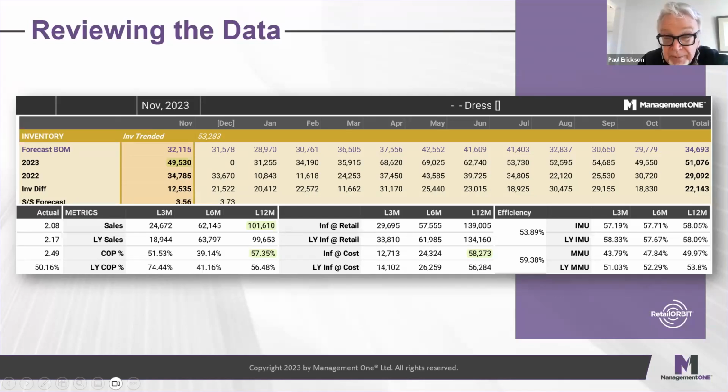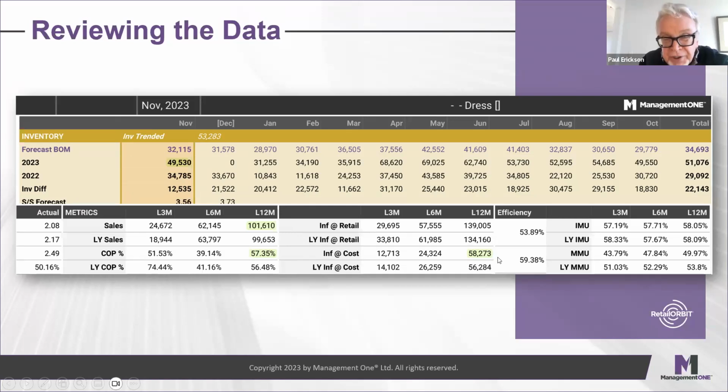We've done $101,000 in sales in dresses in the store. We purchased $58,273 at cost. So our cost of goods purchased was 57% of 101,000. Let's remember these. I want you to remember 3 numbers before I go to the next page. Inventory, 49,000. Sales, 101. Purchases at cost, 58.